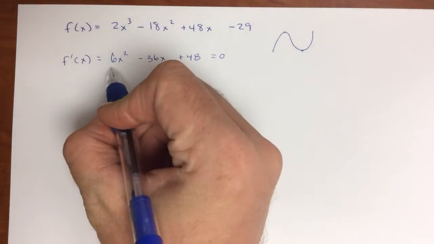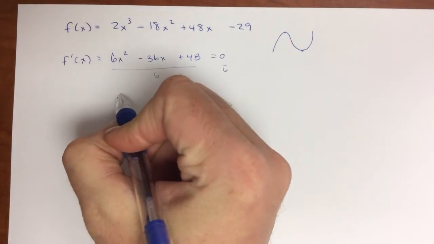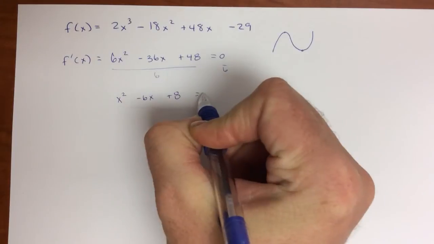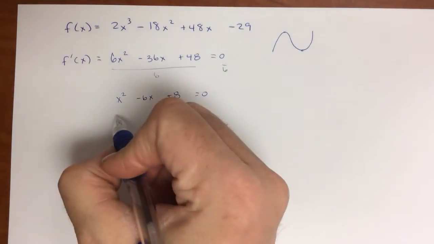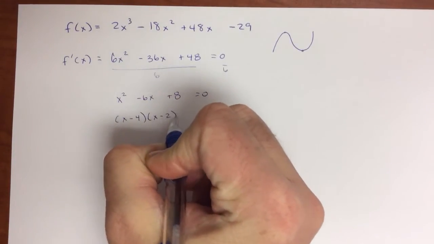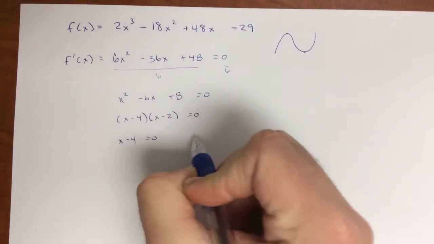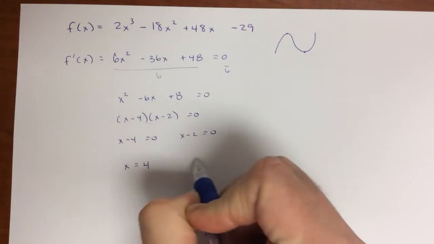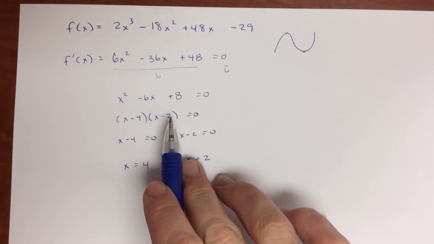To solve it by hand, I'm going to divide each side by 6. That'll give me x squared minus 6x plus 8 equals 0. Now I need to ask what multiplies into 8 but adds to negative 6. (x minus 4)(x minus 2) equals 0. Well, that means x minus 4 is equal to 0 and x minus 2 is equal to 0. Therefore, x equals 4 and x equals 2 are the two solutions.